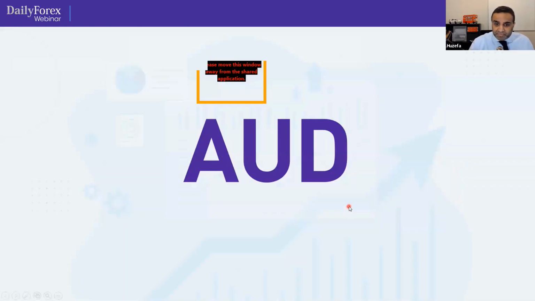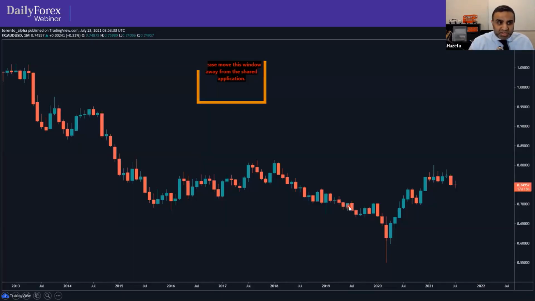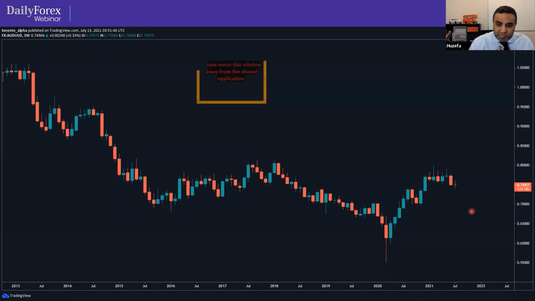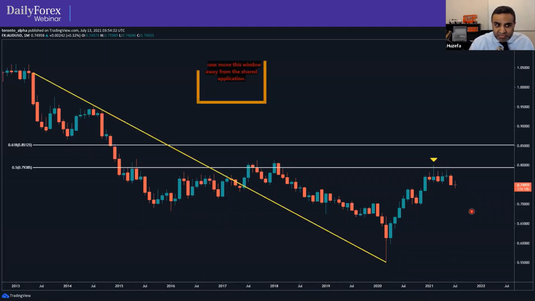Aussie dollar. Monthly chart. It made a resistance here and it's come back up to test it. Didn't quite reach it, but it looks like it's made a stab at it, and now it's retracing back. Putting up my fib lines right on that.